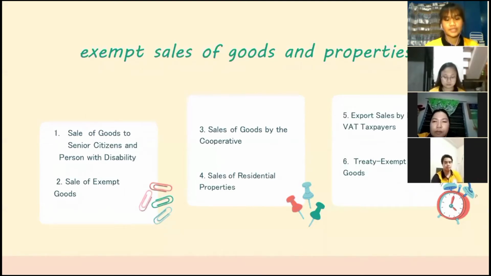And the fourth one is the sales of residential properties. If a person is not engaged in the realty business, and the other one is the person engaged in the realty business which complies with statutory price selling.